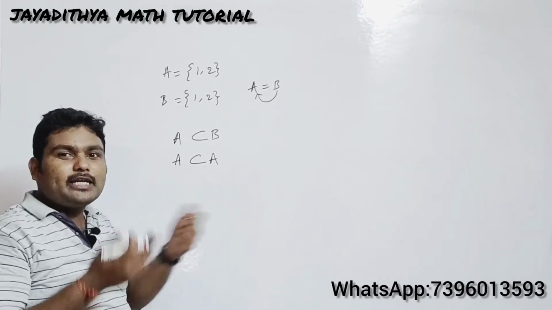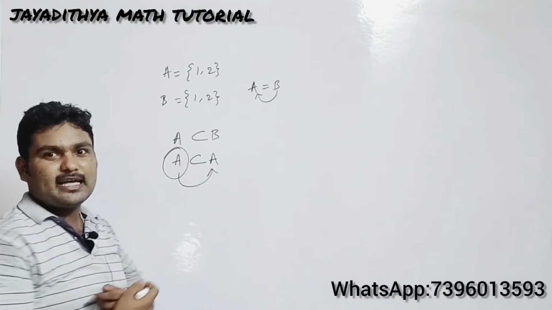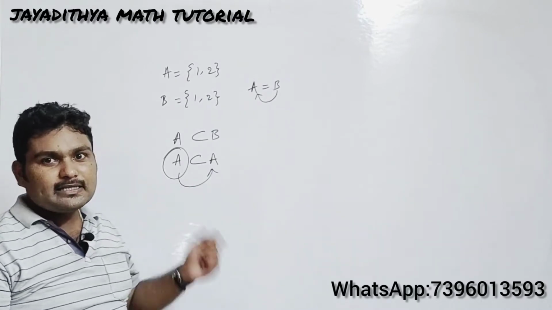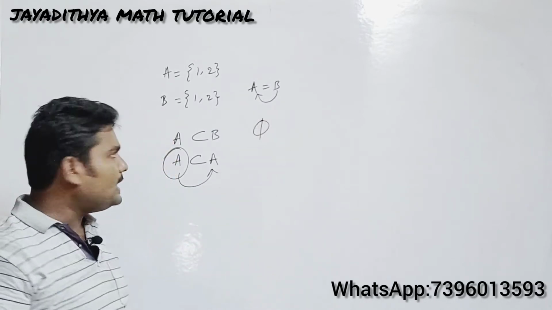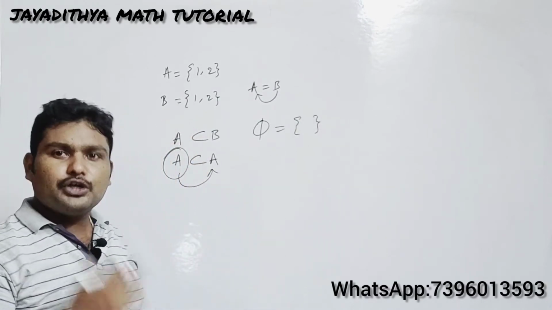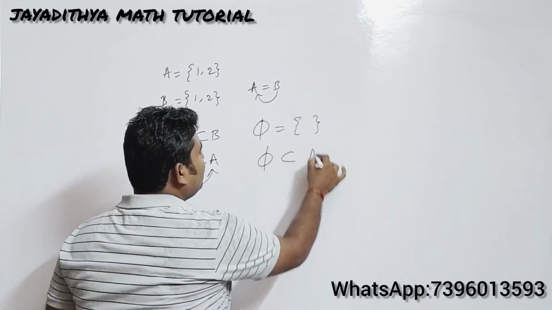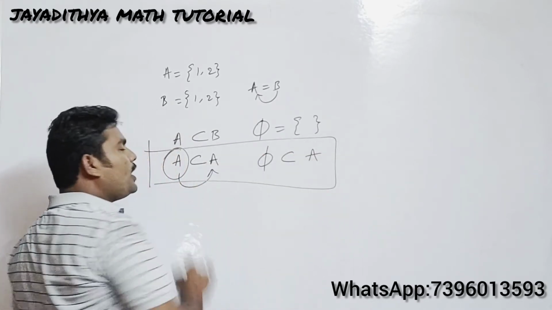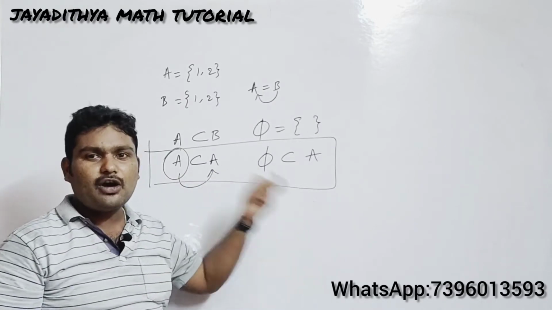So from this symbol, what can you say here? Every set will be subset of itself. This is very important. Every set will be subset of itself. And also you can take a null set. In null set you have no elements. So here also you can say that null set will be subset of every set. So see here, these two points are very important. Every set will be subset of itself and also null set will be subset of every set.